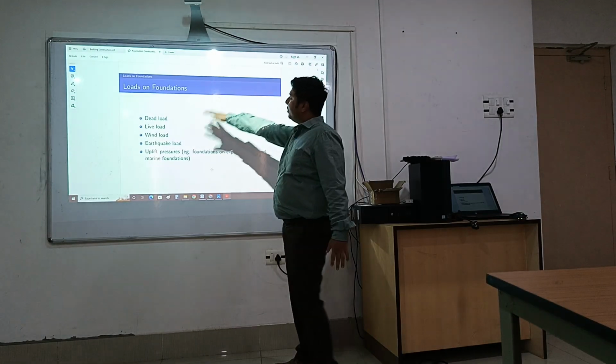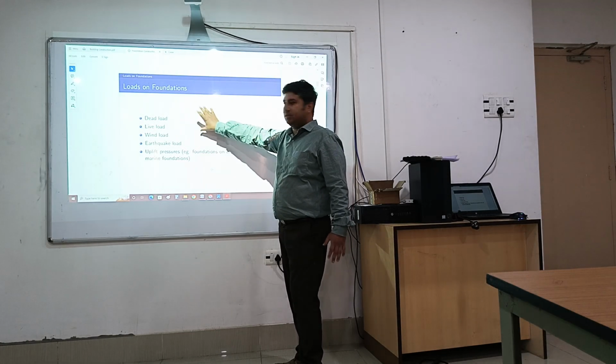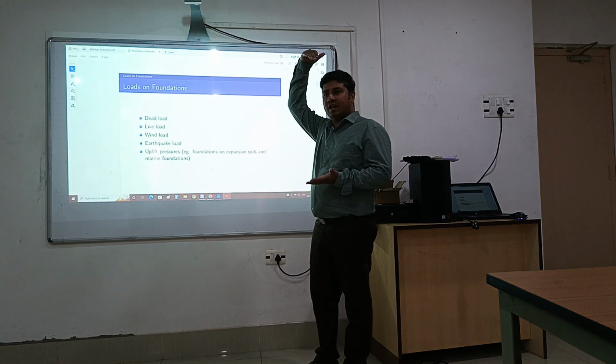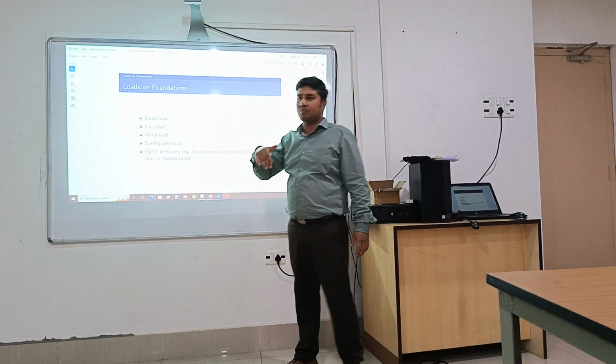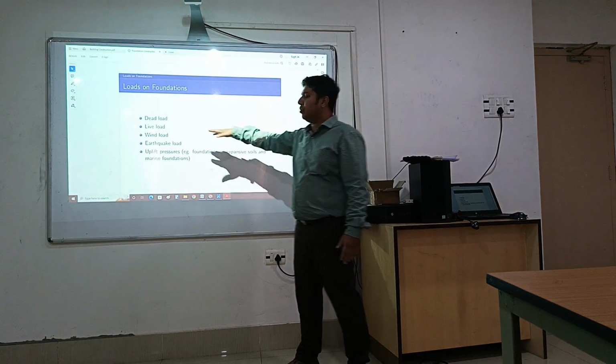The types of loads that we have to take are dead load, live load, wind load, disabled load, and earthquake load. And what direction are all these loads carrying? Dead load and live load are going downward. The impact is due to gravity.